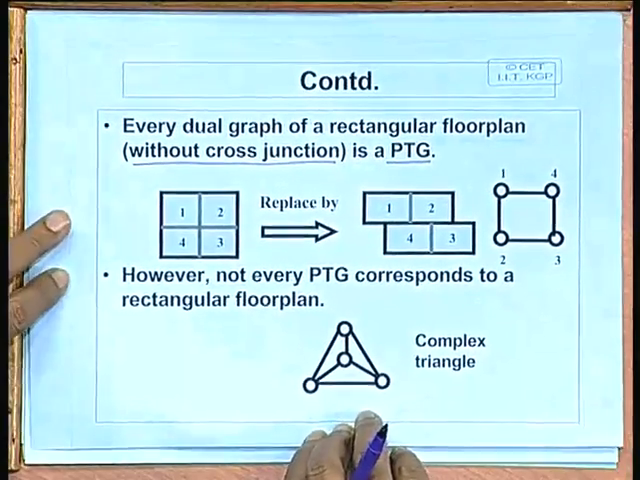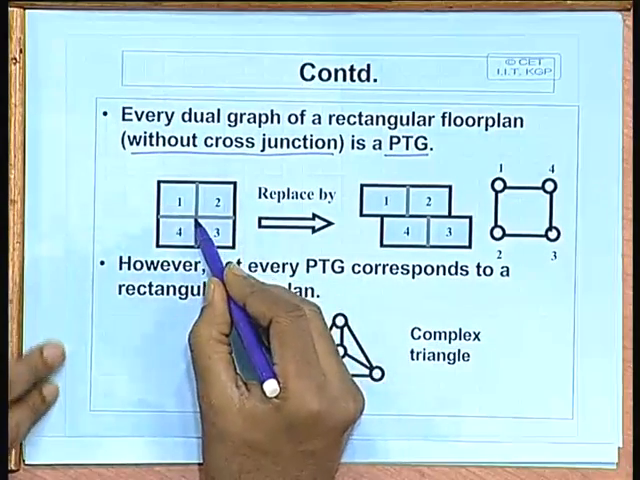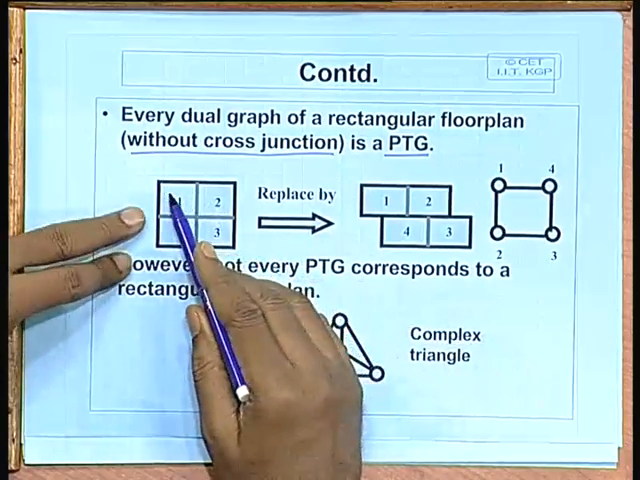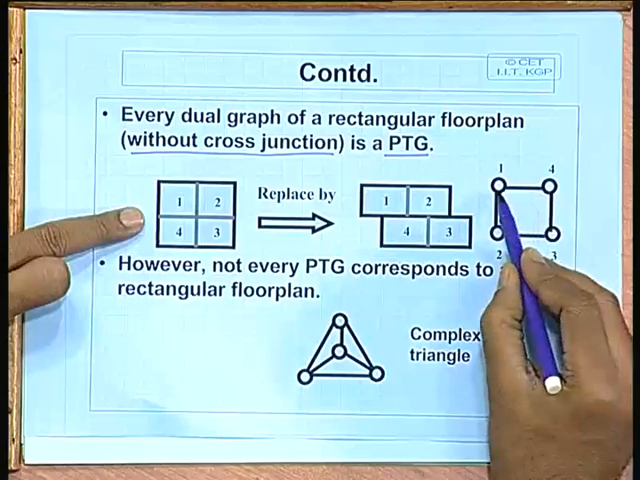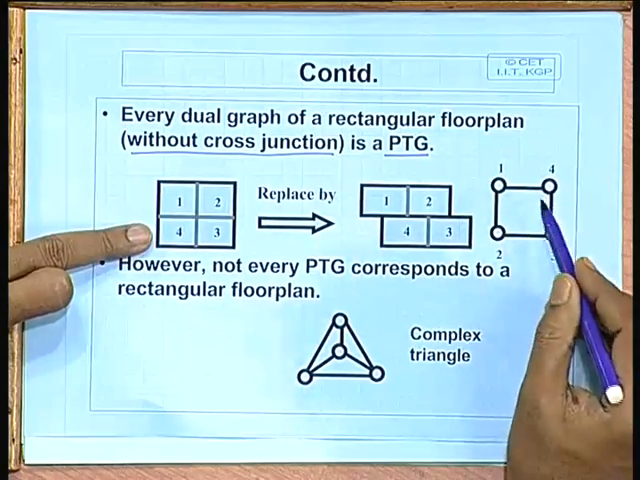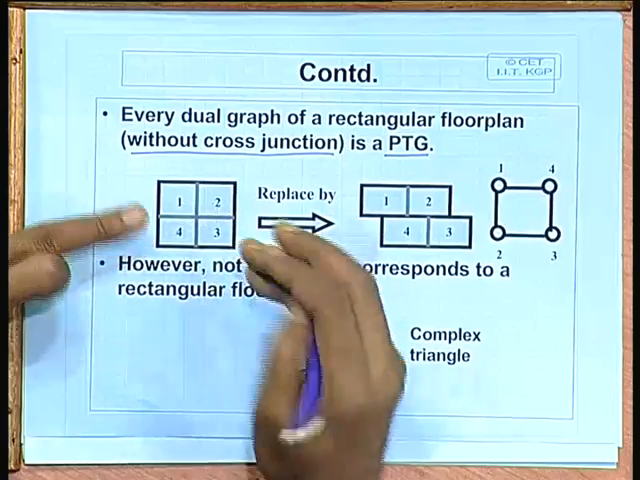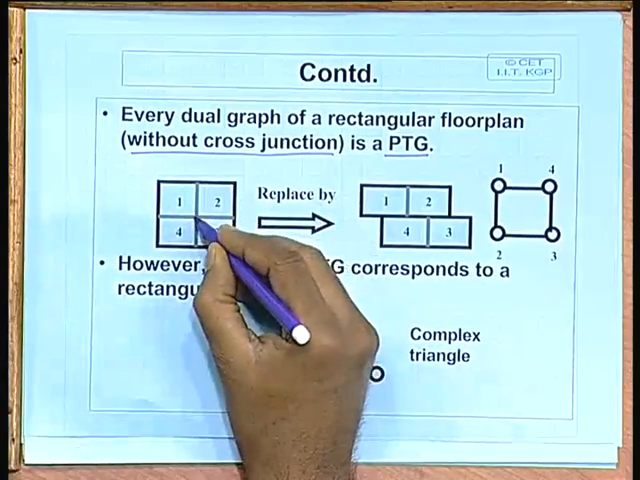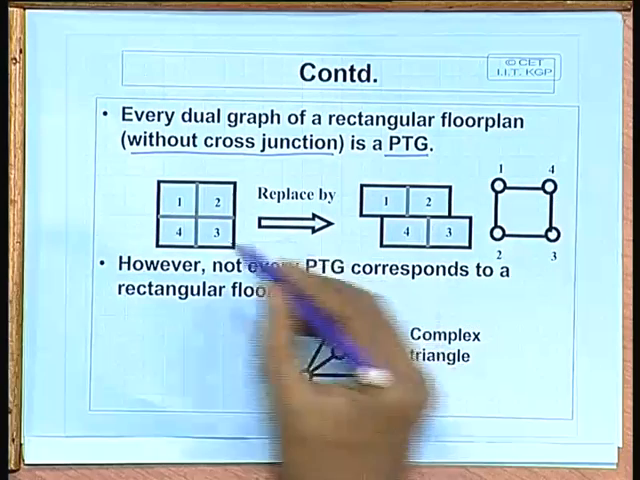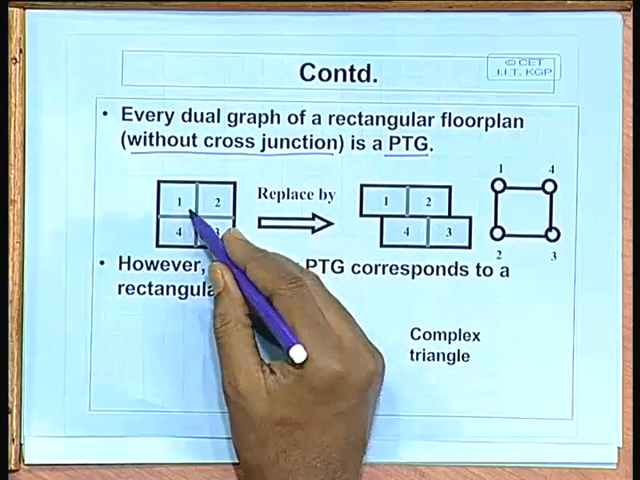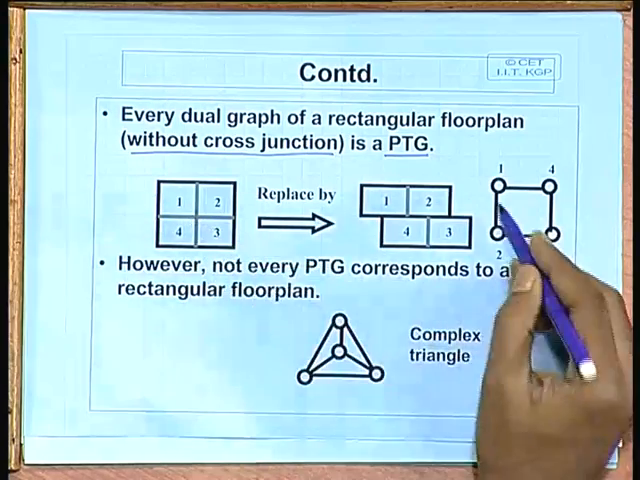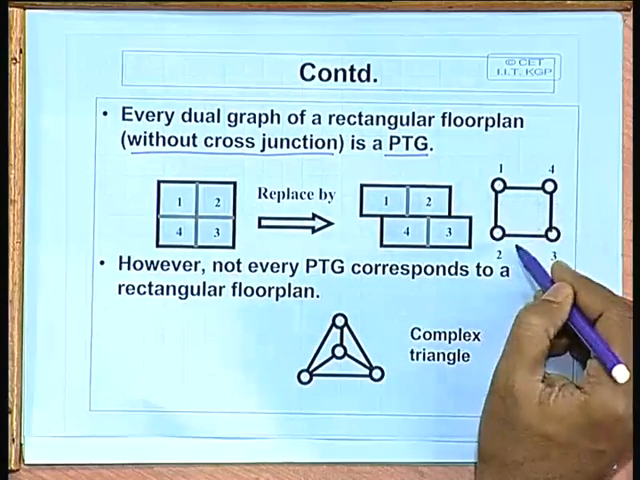But if there are cross junctions like this, then according to the normal procedure you will get a graph like this: 1, 2, 3 and 4. Although 1 and 3, and 2 and 4 are very close together, touching at the corners, you still do not show any edge in the graph. Interconnecting 2 and 4 or 1 and 3 may also be very easy, because they are touching, but here you are not capturing that.